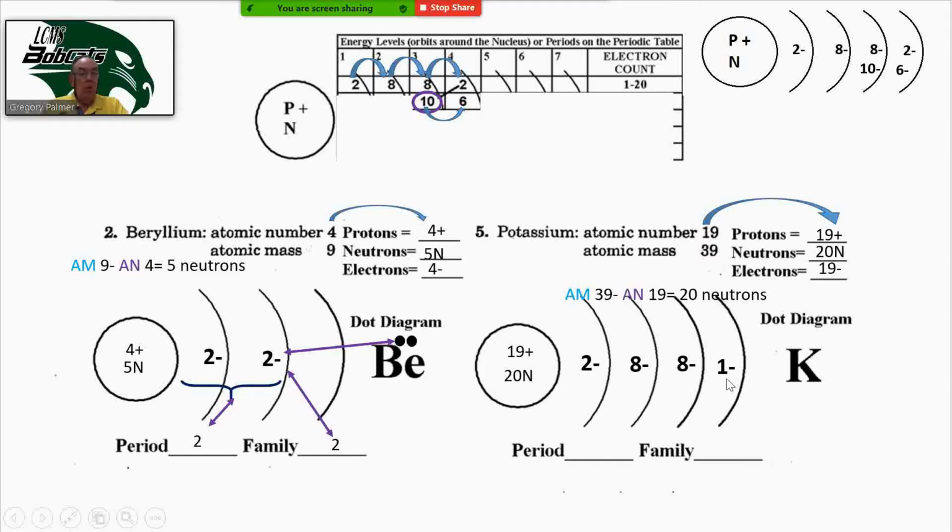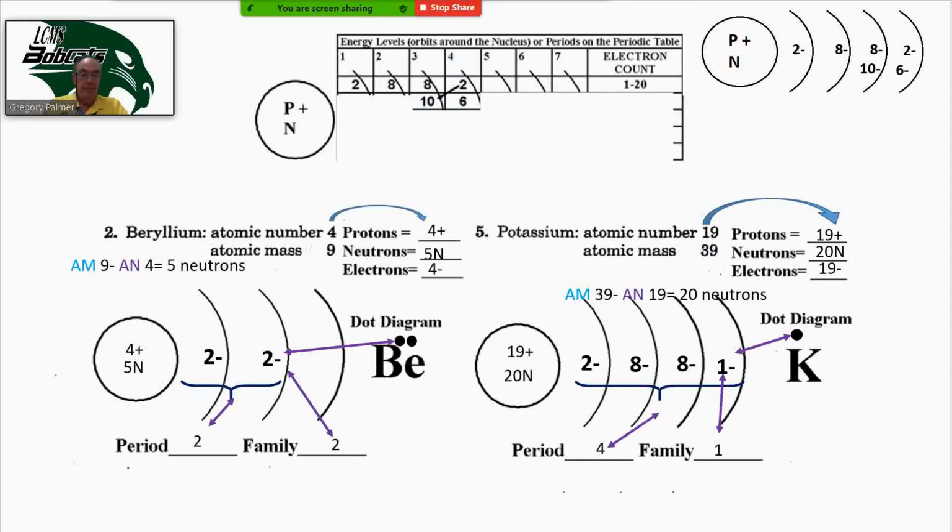We see that this has 1 valence electron, which tells us it's going to be represented by 1 dot in the dot diagram. When we look, we see that there are 4 energy levels and 1 valence electron. The 1 valence electron tells us that this element would be in family 1, and these 4 energy levels, 1, 2, 3, 4, tell us that it would be in period 4.